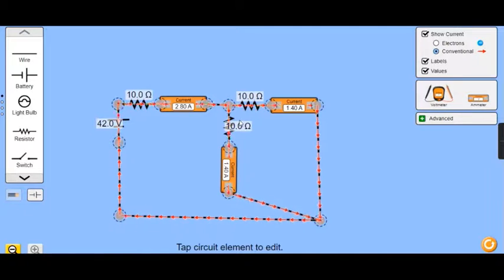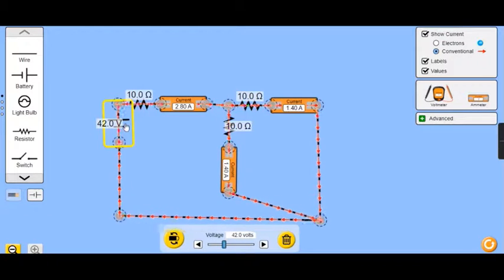Demo for KCL and KVL. This is your supply voltage RPS, resistance 1, ammeter 1, resistance 2, ammeter 2, resistance 3 and ammeter 3. We have framed the circuit which you have seen in the circuit diagram. The values you can vary as they have been given in the circuit.